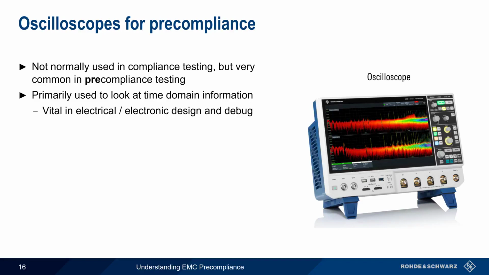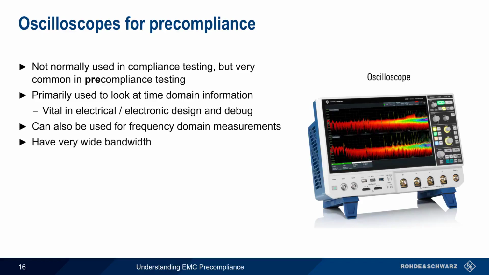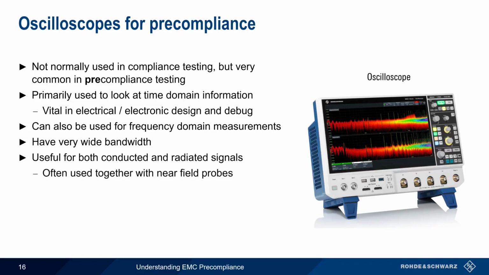Many modern scopes do, however, also have the ability to make frequency domain measurements, and we'll talk about this in more detail on the next slide. An additional benefit of scopes is that many modern scopes have a relatively wide bandwidth. Like EMI receivers and spec-ans, scopes can be used to look at both conducted and radiated signals, and in the case of radiated signals, this is often done using so-called near-field probes, another topic we'll come back to shortly.